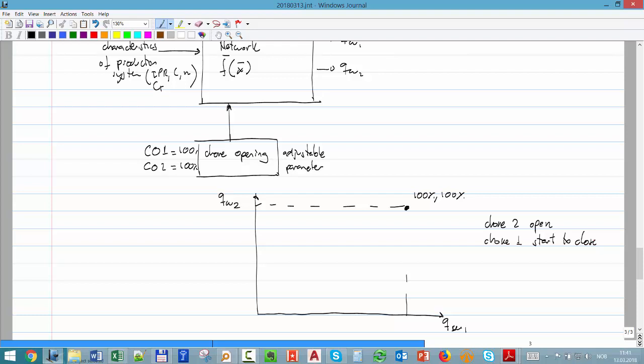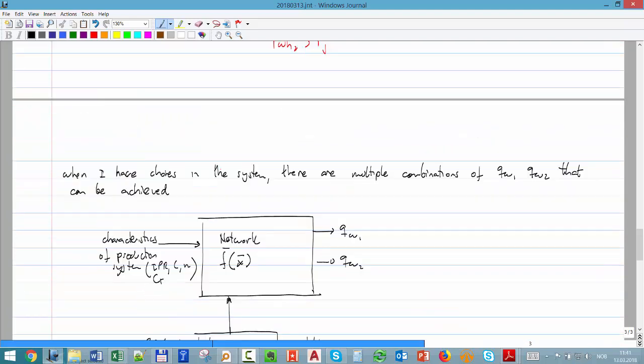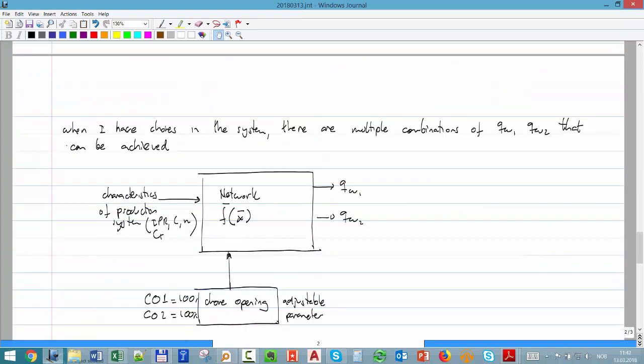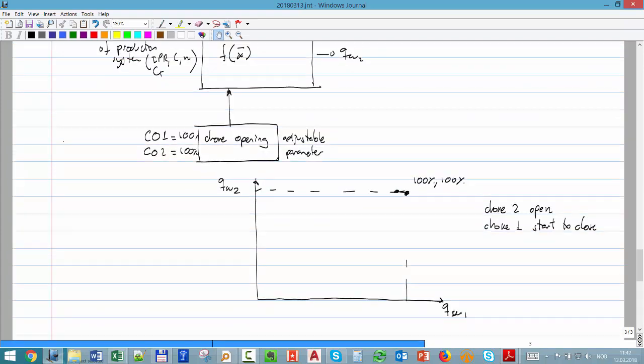If I start to choke the rate of well 1, then the point is going to move like that. I will have less rate from well 1, but maybe well 2 will have more space in the pipe and be able to flow a bit more because well 1 is not competing against it. Both of them are competing in this pipe. So if I reduce one of them, the other one has more place to flow, and it can flow more easily. So usually you have an increase.